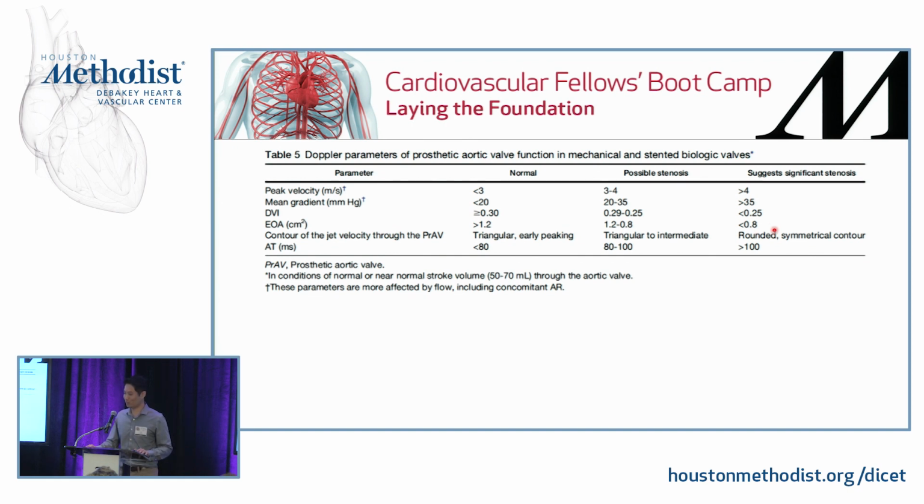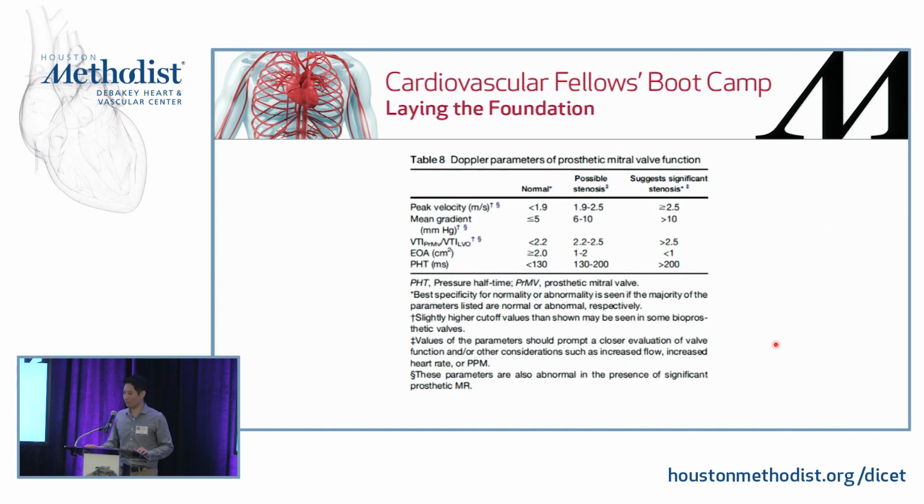Effective orifice area of 0.8, so it's probably stenosis if you got an EOA of 0.8, and you can look at your acceleration time. And if it's greater than 100, then it's significant for stenosis in the aortic valve area. So mitral valve, you can do the same thing. You can shoot a Doppler through there. You can get a peak velocity. If it's greater than 2.5, then it's severe. Mean gradient of greater than 10 is severe, et cetera. You can look at the rest of this.